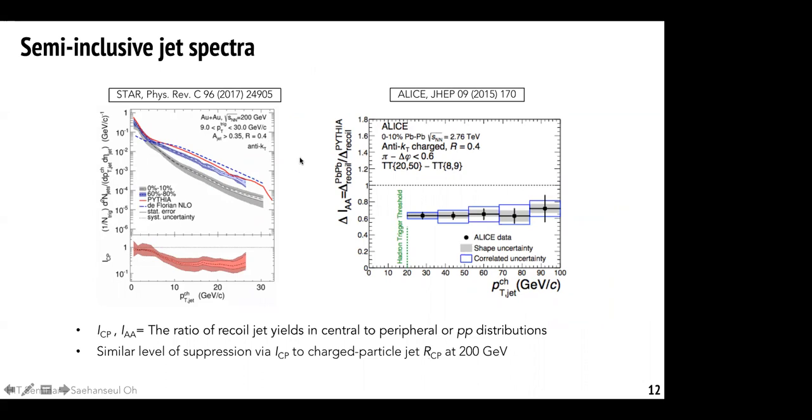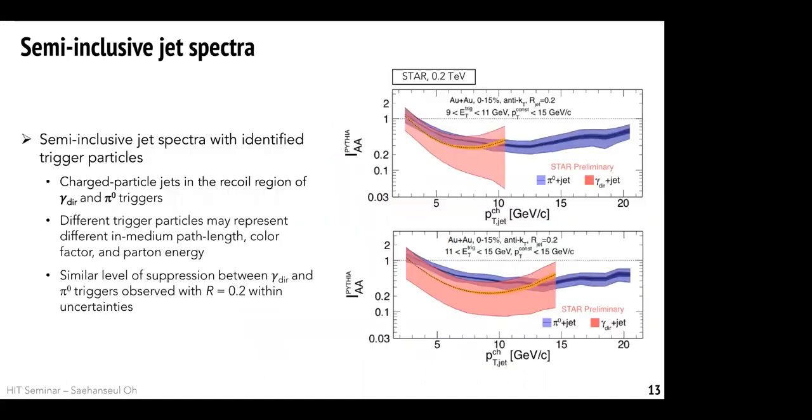The jet spectrum suppression was quantified with ICP and IAA. They are very similar to RCP and RAA, but they are a ratio of jet yields in the recoil region in central to peripheral or central to pp distributions. A similar level of suppression via ICP to the charged particle jet RCP at 200 GeV was observed. So still, you can see that this level of suppression is pretty much consistent.